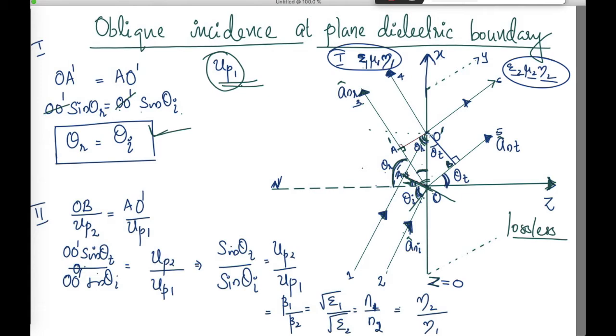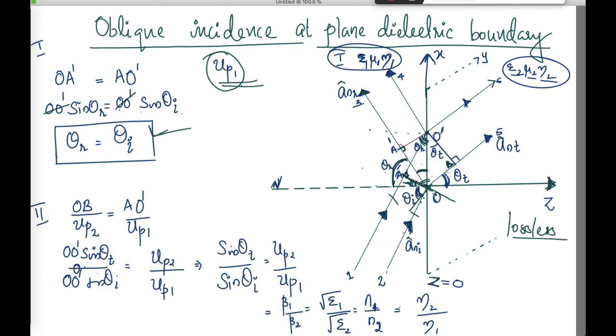Now if you consider the transmitted wave, what we know is O dash B is the wavefront, and by the time the incident wavefront OA reaches O dash, the light or electromagnetic wave travels a distance OB. So that's why you have a perpendicular from here, and up to here it is the same.